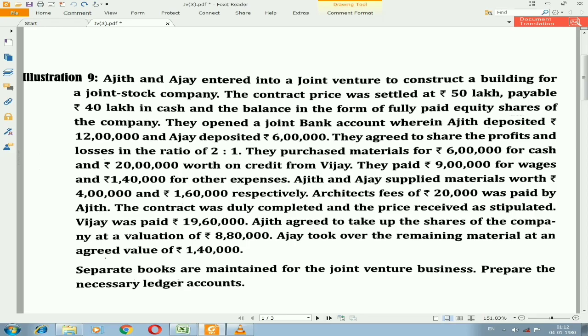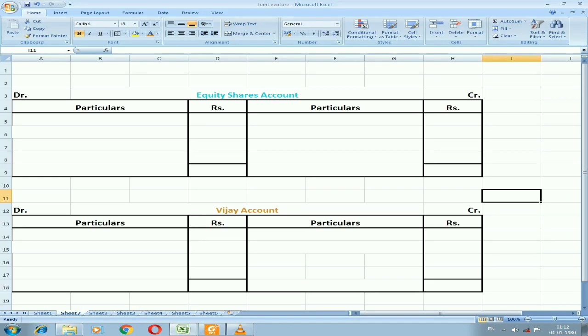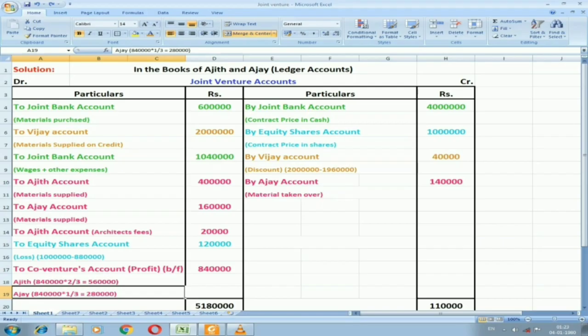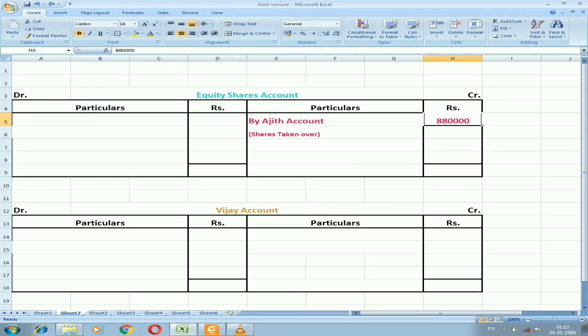Here, Ajit agreed to take up the shares of the company at a valuation of rupees 8,80,000. So this is the shares value he has taken over. So we are supposed to record on the credit side of equity shares account in the name of Ajit account with the value of 8,80,000. Then apart from this, we need to transfer the entries whatever related to equity shares in the joint venture account. So in the joint venture account, we have one on the debit side, equity shares account, that is loss 1,20,000. So you're supposed to record on the credit side, joint venture account, loss 1,20,000.